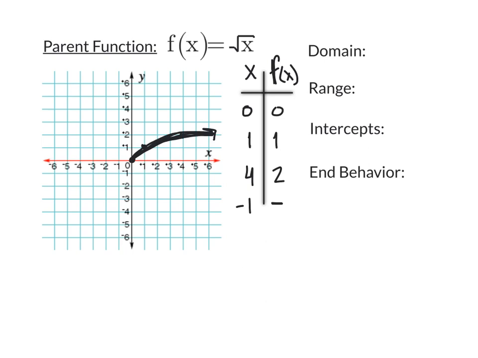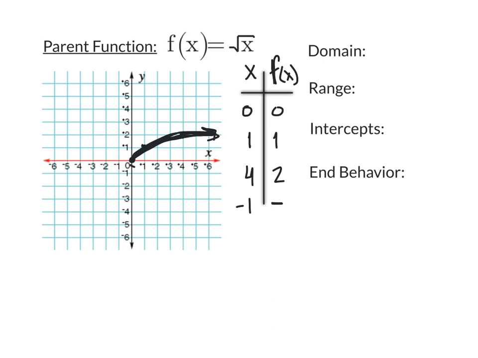Actually, this arc should look kind of familiar because it's like half of a parabola. It's just the top half. That's because when we take the square root of a number, we only get the positive value. We're not getting that negative value.